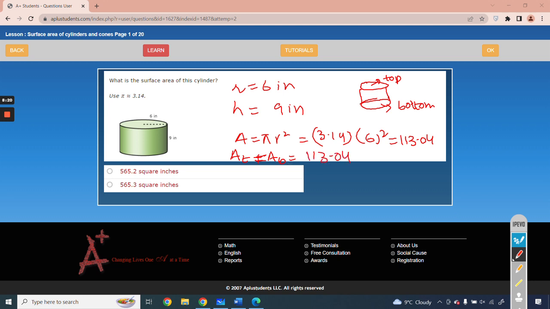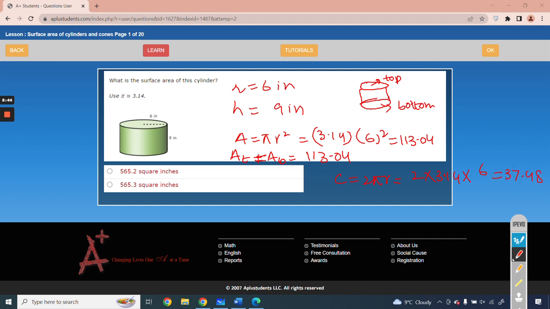Now you have to find the circumference of the circle. That would be C equals 2 pi r. So it would be 2, pi is 3.14 and r is 6. So it would be 12 times 3.14, that is 37.68.